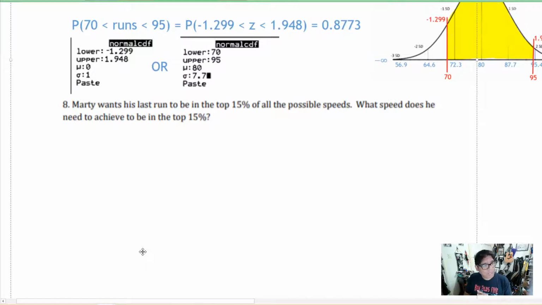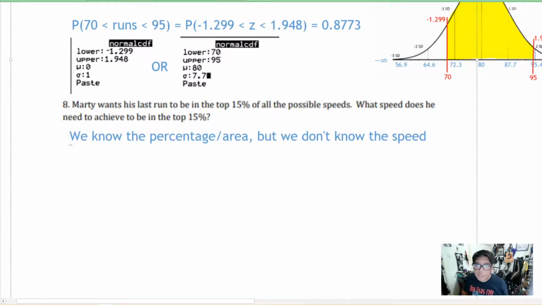Last one. Marty wants his last run to be in the top 15% of all possible speeds. So what speed does he need to achieve to be in the top 15%? Now this is different because we know the percentage or the area, it's 15%, but we don't know the speed. So this is a reverse situation of what we had before.